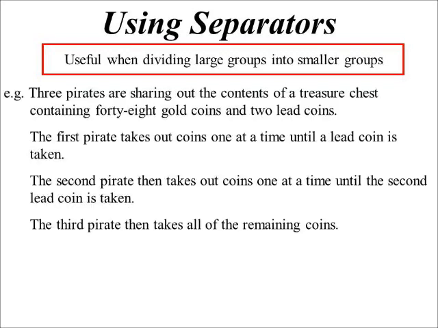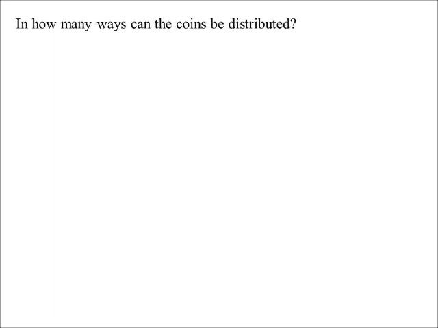We've got 3 pirates. Arr. They're sharing out the contents of a treasure chest. It's got 48 gold coins and 2 lead coins. The first pirate takes out coins one at a time. So the first pirate, go for your life, take out as much gold as you like. But as soon as you take out a lead coin, you have to stop. And then the next pirate gets to have a go. All right, you take out as many gold coins as you like, but as soon as you get a lead coin, you have to stop. And then the third pirate, you'll just get whatever's left. How many ways can those coins be distributed?